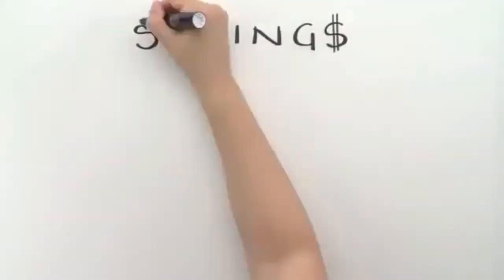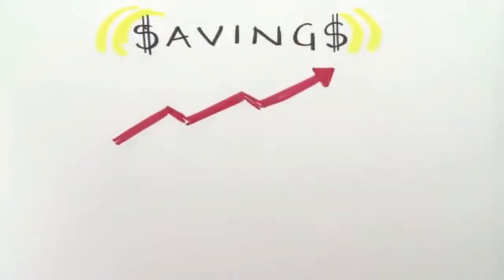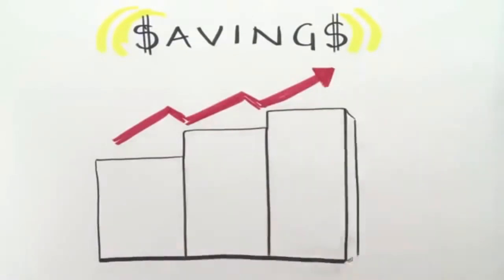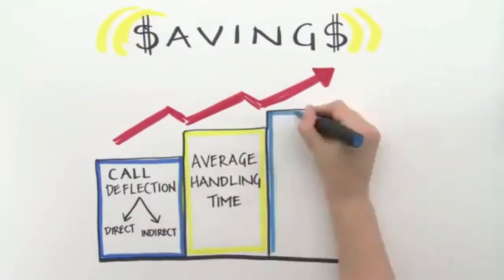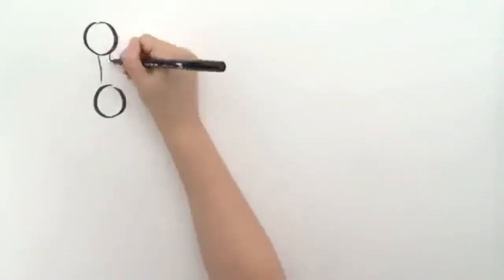Ready? Let's start with savings. Getting better results with the following metrics will bring down costs. You can affect call deflection, both direct and indirect, average handle time, and first contact resolution. Let's take a look at call deflection.